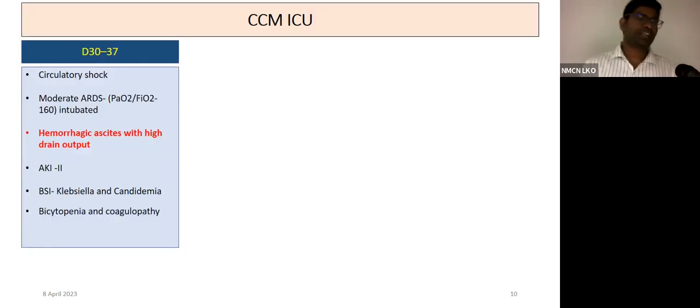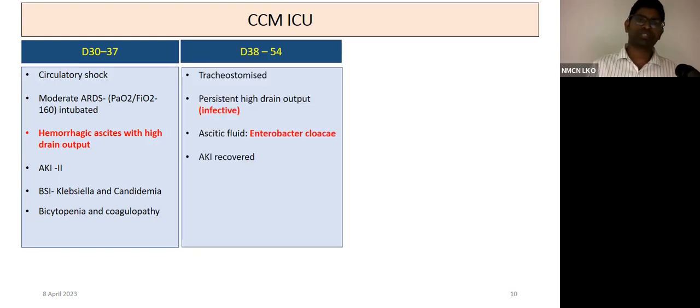On the first day, in view of circulatory shock and respiratory failure with a PaO2/FiO2 ratio of 160, the patient was intubated. In view of abdominal distension and raised intra-abdominal pressure, abdominal drains were placed, which showed hemorrhagic ascites. Within the initial 1 week, the patient had a high drain output, which was all hemorrhagic. Apart from that, the patient had a bloodstream infection of Klebsiella and candidemia, which was treated as per culture sensitivity.